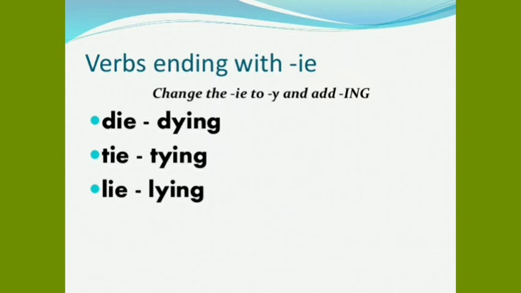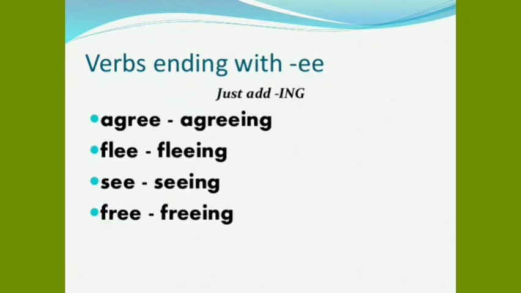Tie. Here this verb ends with IE. You need to change the IE to Y and then add ING. So tie will become tying. Lie. Here this verb ends with IE. You need to change the IE to Y and add ING. So it will become lying.